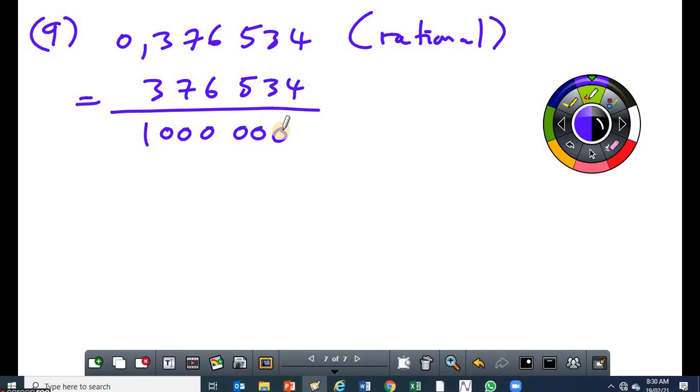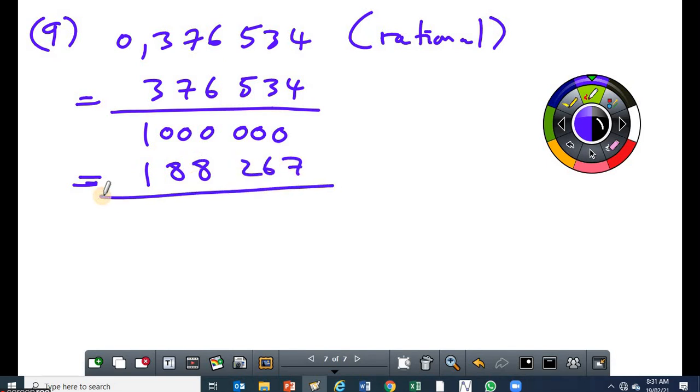Now, because the unit digit is a 4, it means we can simplify it. So if you simplify that whole fraction, what would you get? You can use your calculator if you want. It will be 188,267 over 500,000. Alright, so that's number 9.